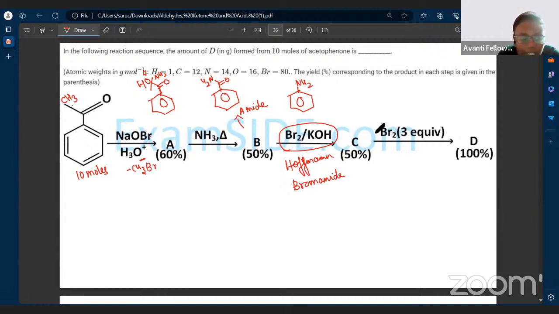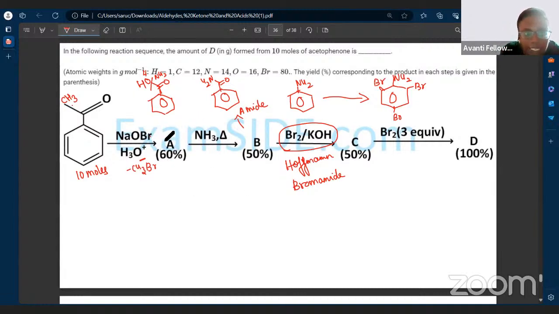And you're taking Br2, 3 equivalents, in presence of acetic acid. So when you take Br2 in presence of acetic acid, you'll be getting the electrophilic substitution reaction. Bromination will happen. That is D. Okay, now I've got A, B, C, and D. What is the question? The percentage yield corresponding to the product in each step is given in the parenthesis. You're going to find out the amount of D from 10 moles of acetophenone.